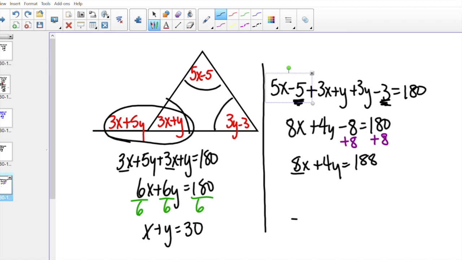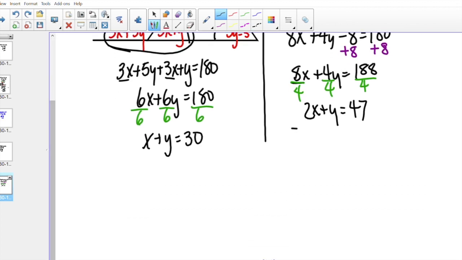Hey, can we simplify this like we did earlier? Yeah, by 2 or 4. Which one is the better number? 4. Now, when you say 4, you're telling me that 4 goes into 188 how many times? 47. Okay, now guess what? Think about it. We can't go any farther. You can't solve for y because you don't know what x is.